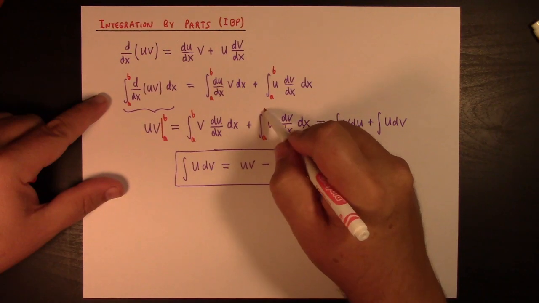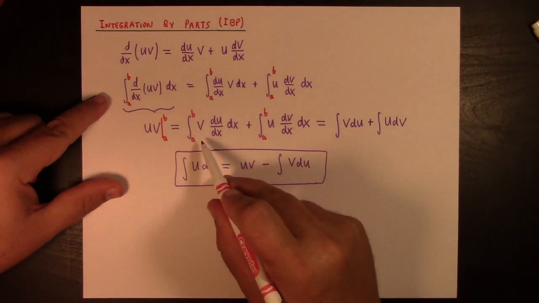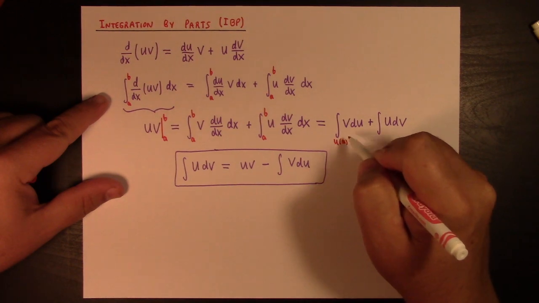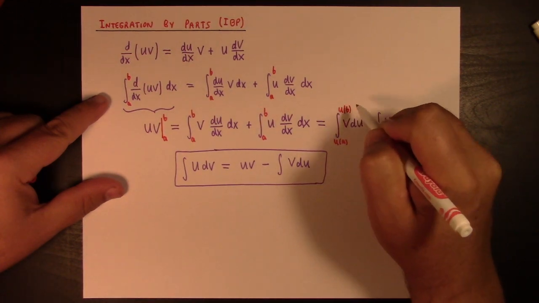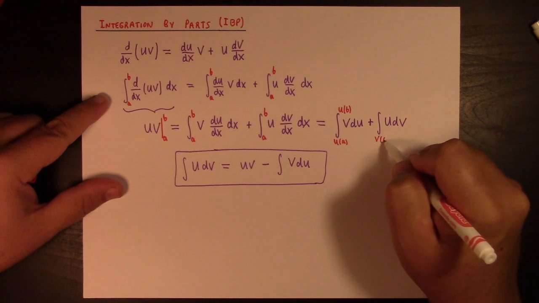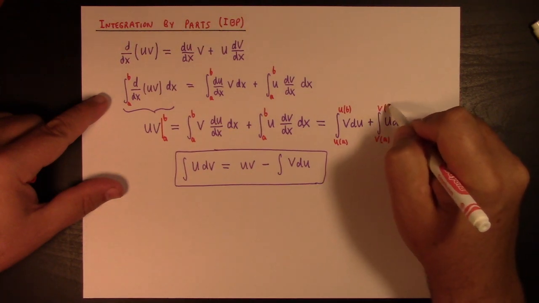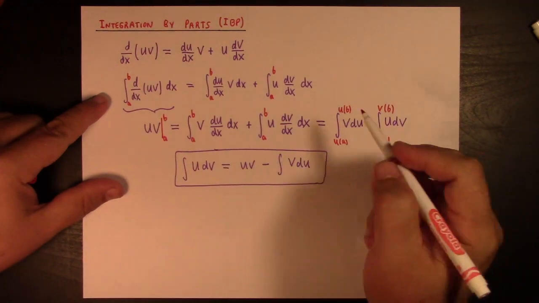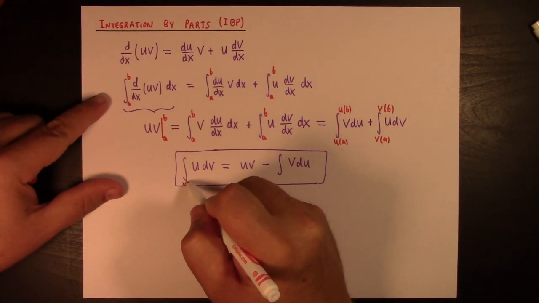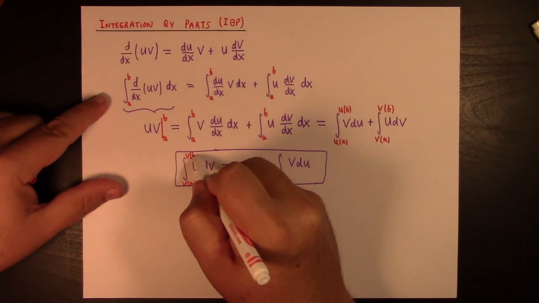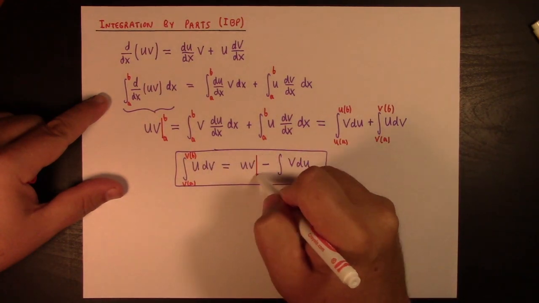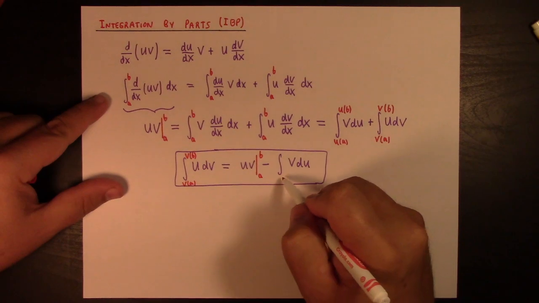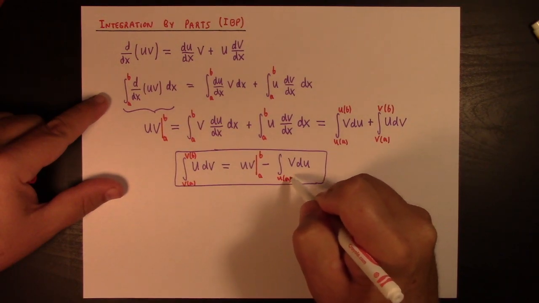And here you've got to be careful. If we do a u substitution, then this would be from u of a to u of b, and this would be from v of a to v of b. And so we could write that down here. So this would be from v of a to v of b. This would be evaluated from a to b, and this would be from u of a to u of b.